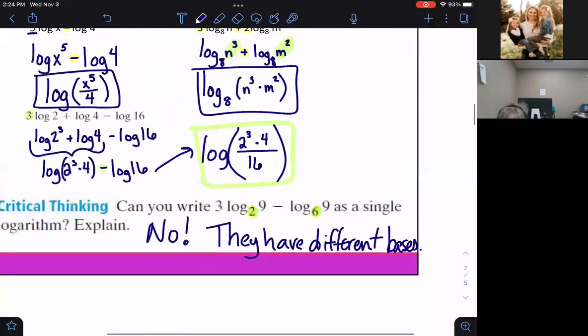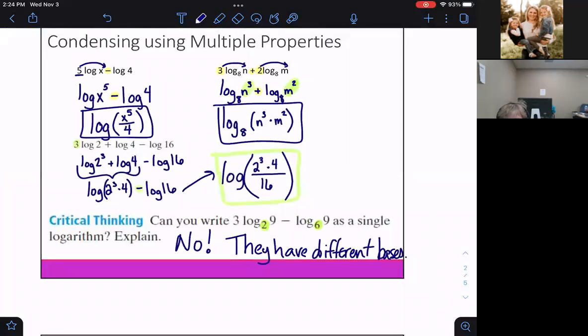All the problems that we've done so far have always had the same base. In order to combine them, they must have the same base because you're writing them into one logarithm. And in this case, you wouldn't know what base to use because you have a base of 2 as well as a base of 6.